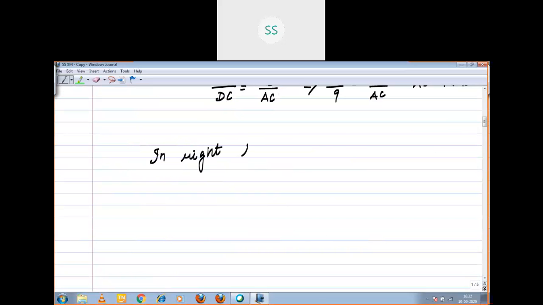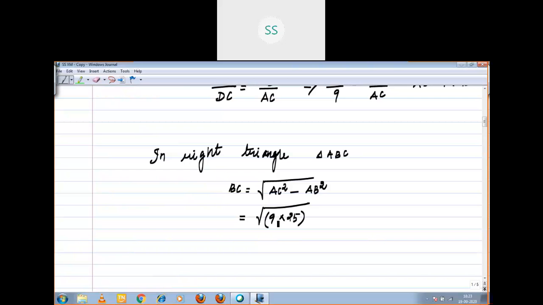Now, in right triangle ABC, BC equal to square root of AC square minus AB square, because they are asking to find the height of the pole. Height of the pole, height is what we mentioned, BC.